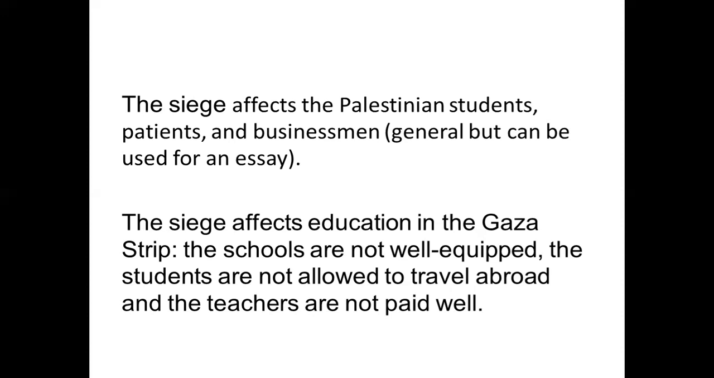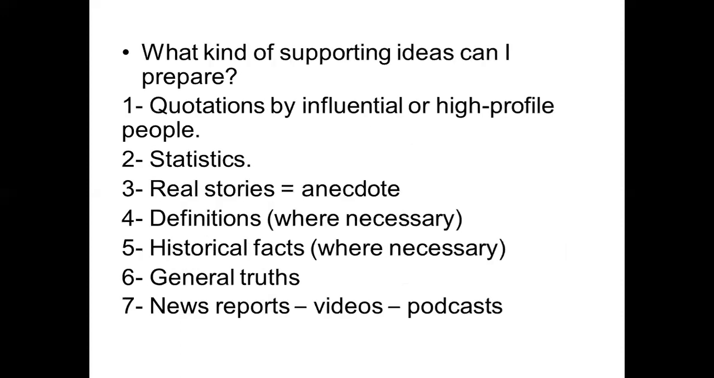My job here is to link between the general idea and the main ideas, and this is how we link it. I'm going to explain how or why the schools are not well equipped in relation to the siege and how this as a process affects education in the Gaza Strip. Now, before we move to how I can make notes and how to write down these notes, what kind of supporting ideas should I look for?